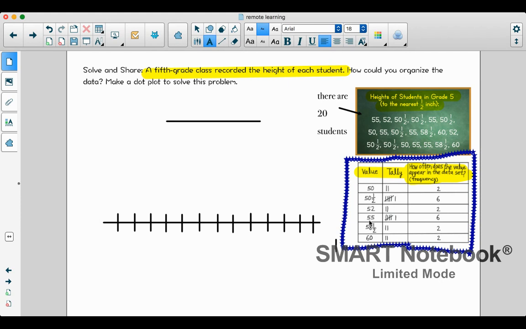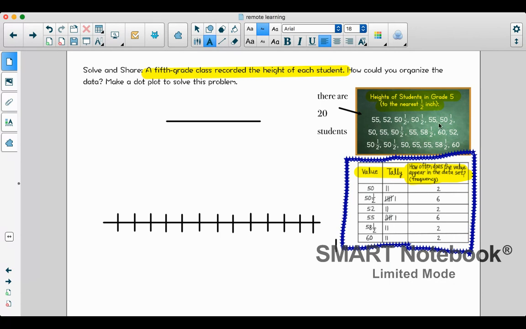What this tally chart does is it counts. So here we have 55. That's a measurement to the nearest half inch. They tallied one time. Then for 52, tallied once. 50 and a half inch, tallied once. Each time we went through to tally my data, you should cross that number off. So I'm not going to cross it off because I want you to see the information. If we were in school, I would be crossing it off.